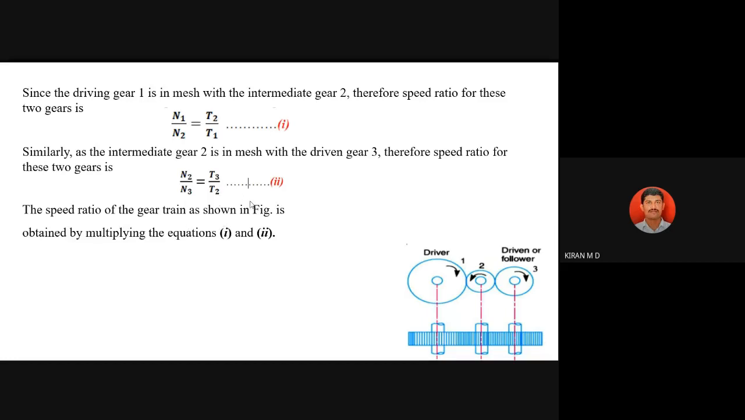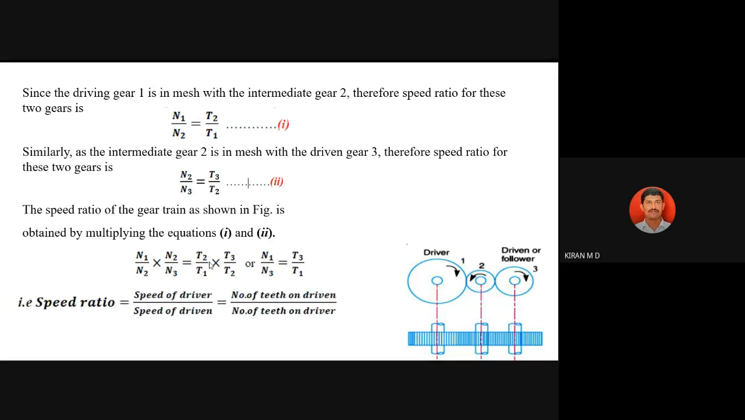So we have to multiply all the things. Okay. So when you multiply these two equations, N1 by N2 into N2 by N3 is equal to T2 by T1 into T3 by T2. So N2 gets cancelled, then T2 gets cancelled. So N1 by N3 is equal to T3 by T1.